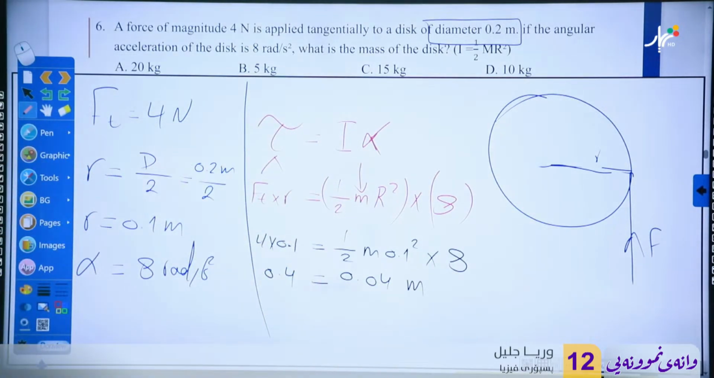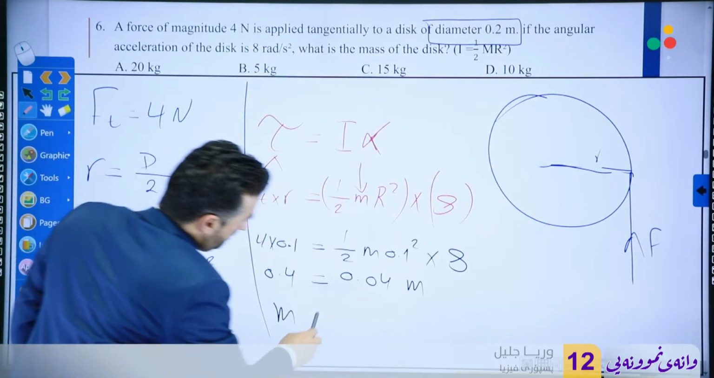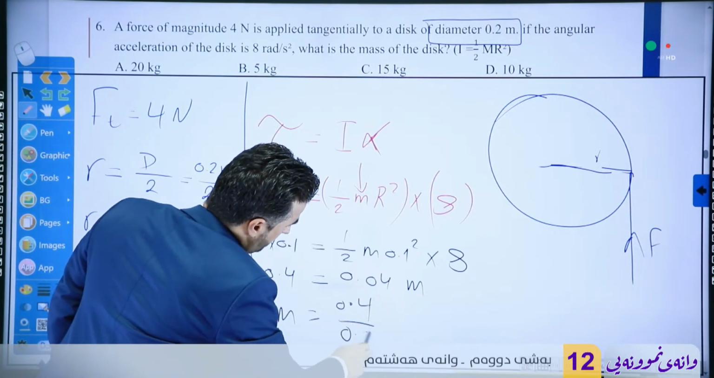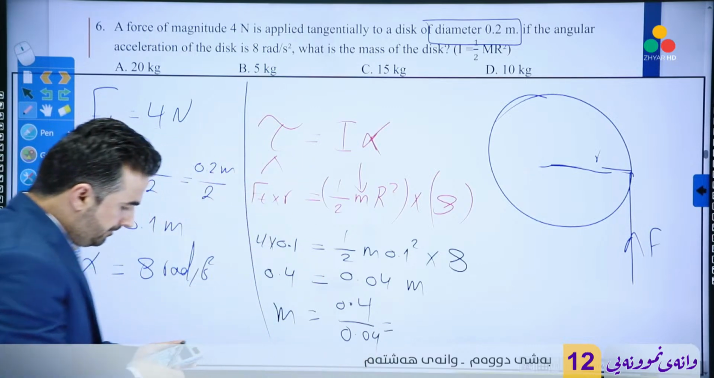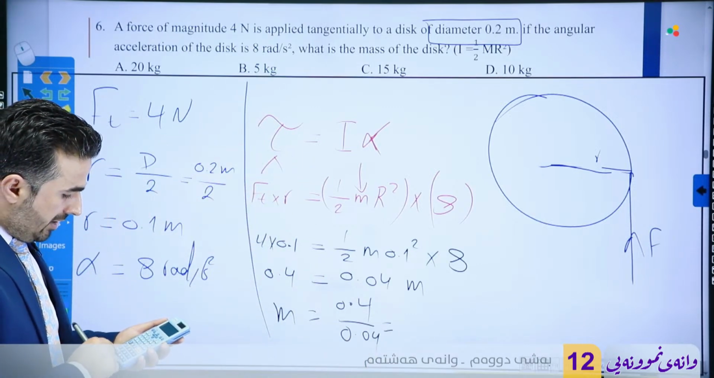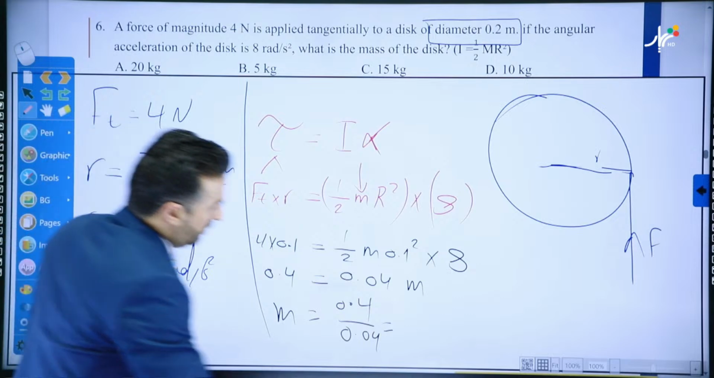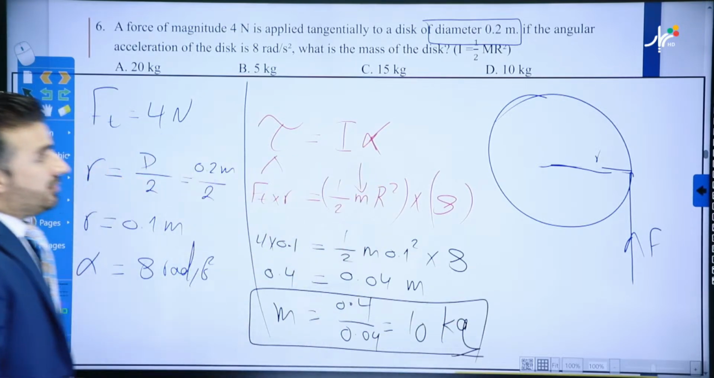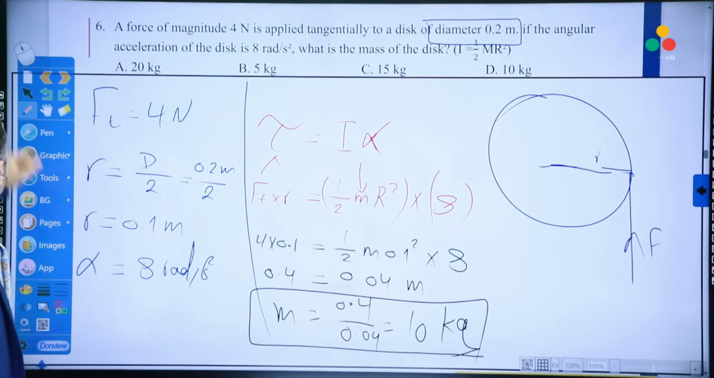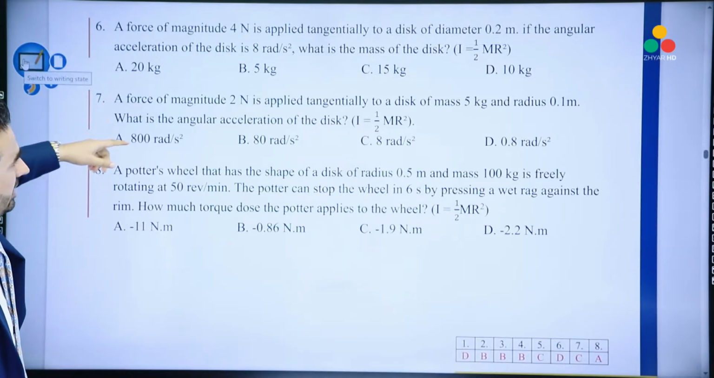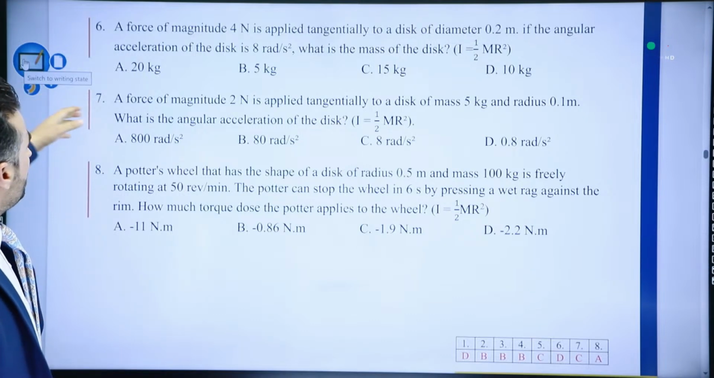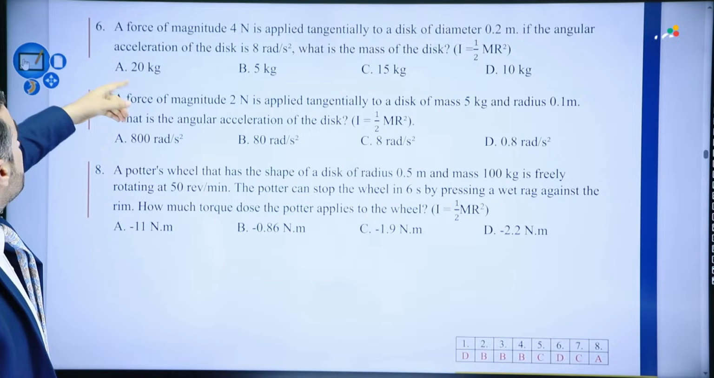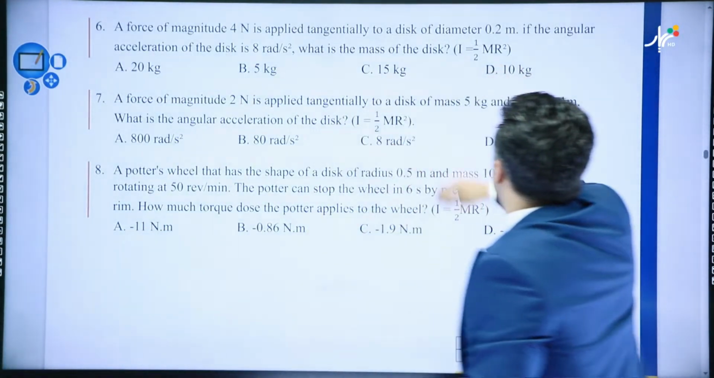All right. Now, how do you find the mass? Mass equals 0.4 divided by 0.04, and the answer will be 10. 10 what? 10 kilogram. And this is the mass of the disk. Let's see if we have 10 as an option here. Okay, it was this one. Yes, of course the answer is D.